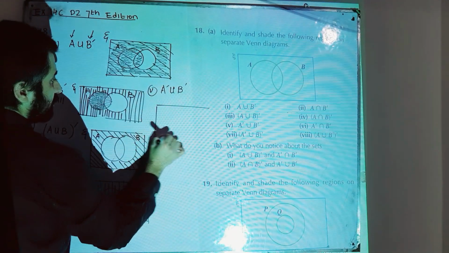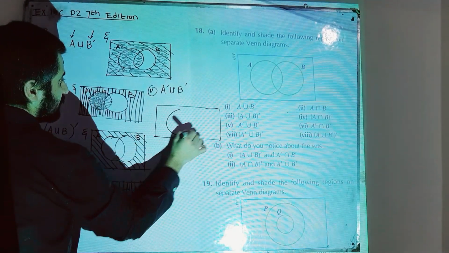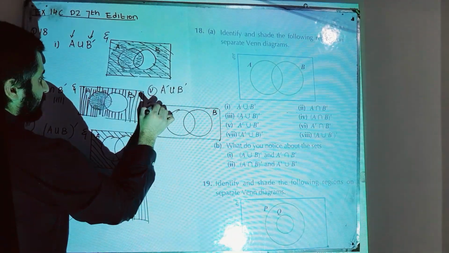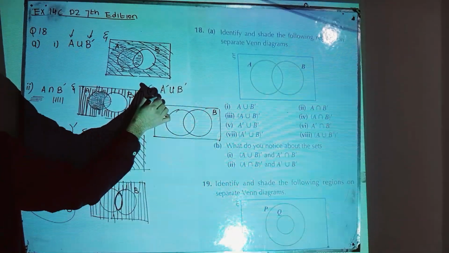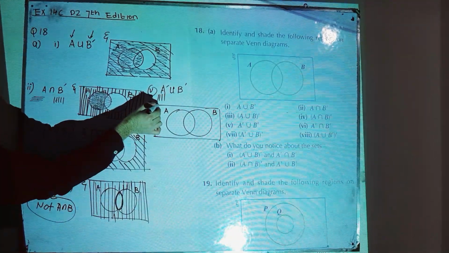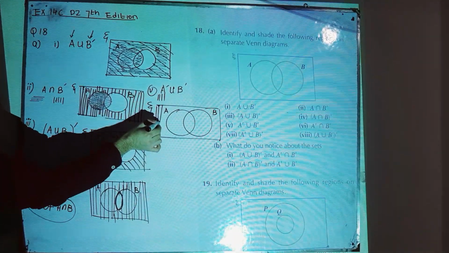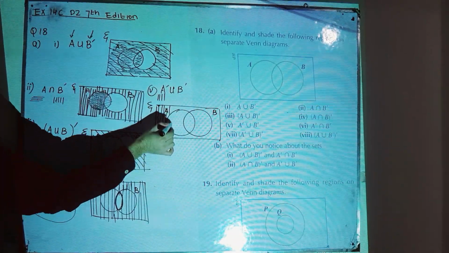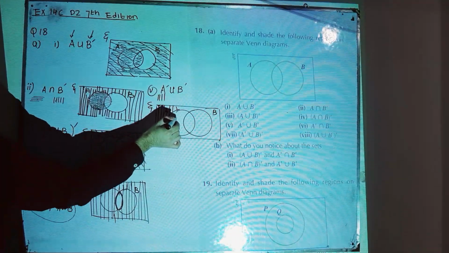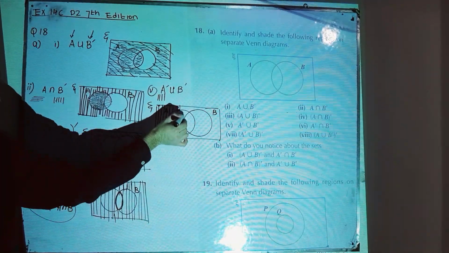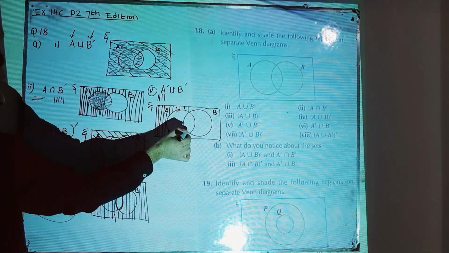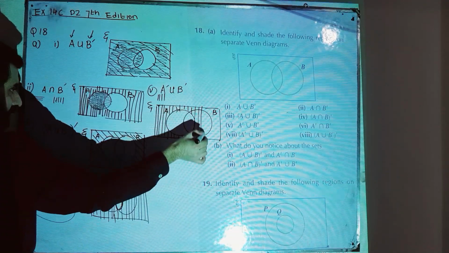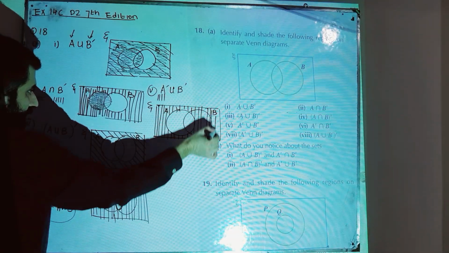Draw a diagram for that. This is A, this is B. This rectangle is the universal set. Now for A complement I am using vertical lines, and for A complement you are not going to cross A. A complement means not A, so these vertical lines will not cross A. Other than A you will be everywhere. These vertical lines are for A complement.